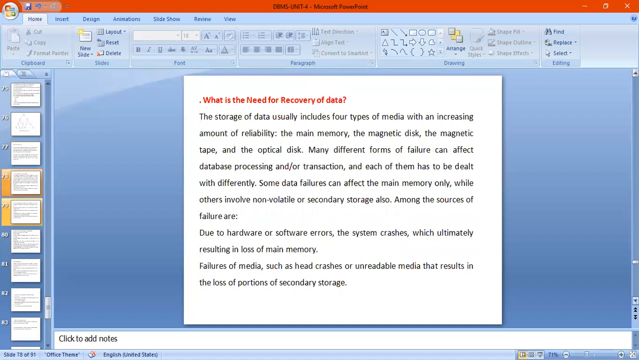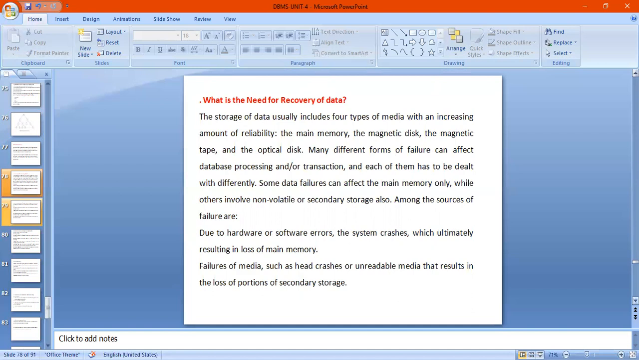What is the need for recovery? The storage of data usually includes 4 types of media with increasing amount of reliability: the main memory, the magnetic disk, the magnetic tape, and the optical disk. Many different forms of failures can affect database processing and transactions, and each of them has to be dealt with differently. Some failures can affect the main memory only, while others involve non-volatile or secondary storage.